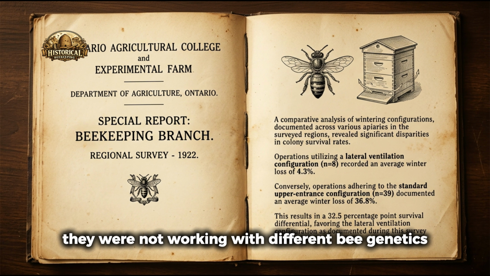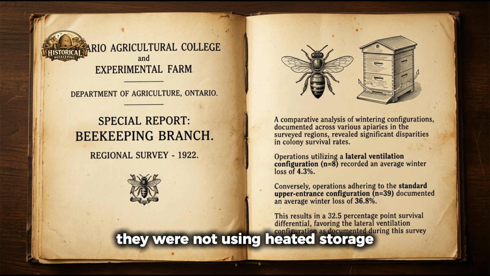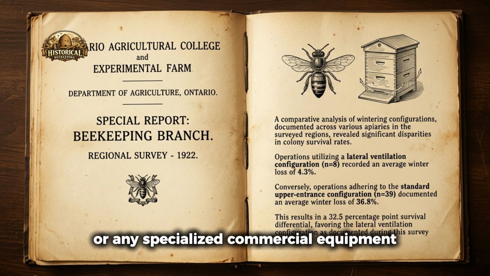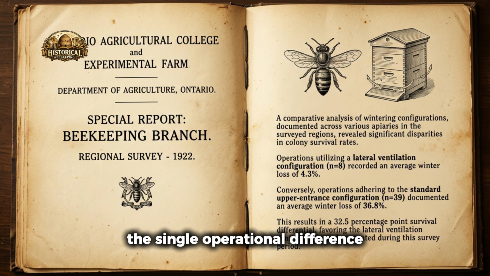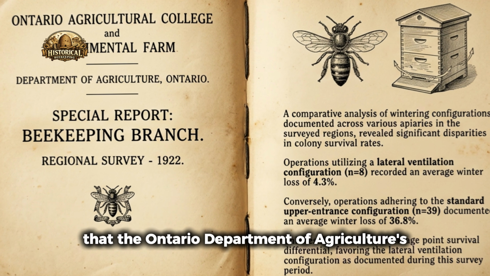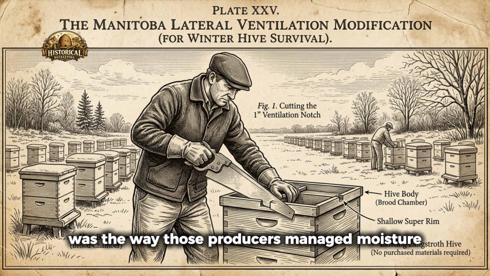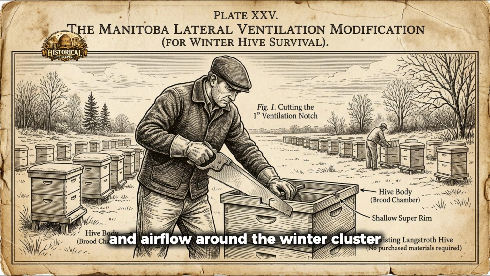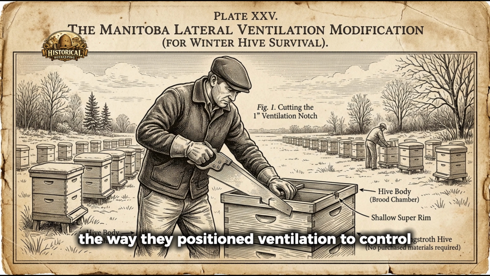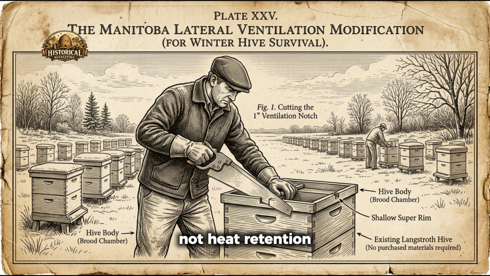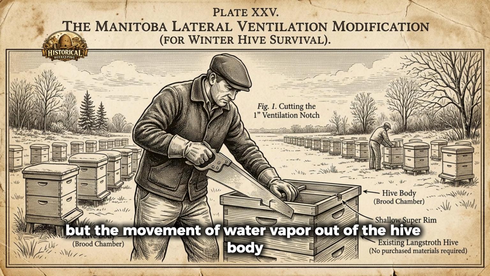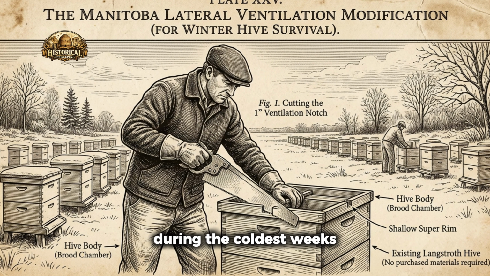They were not working with different bee genetics, they were not using heated storage or any specialized commercial equipment. The single operational difference that the Ontario Department of Agriculture's regional survey documented was the way those producers managed moisture and airflow around the winter cluster. Specifically, the way they positioned ventilation to control not heat retention, but the movement of water vapor out of the hive body during the coldest weeks.